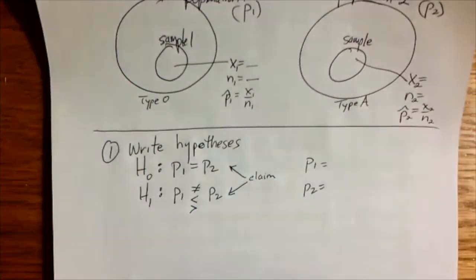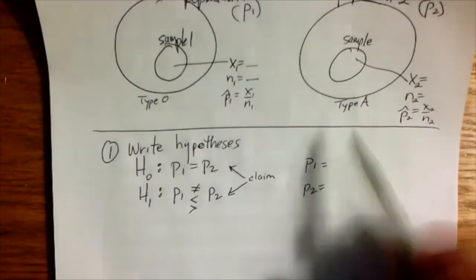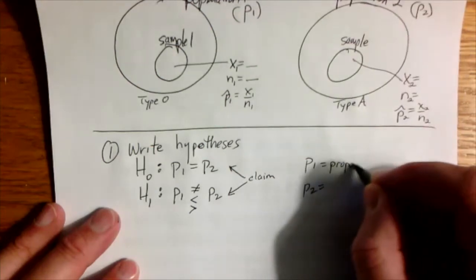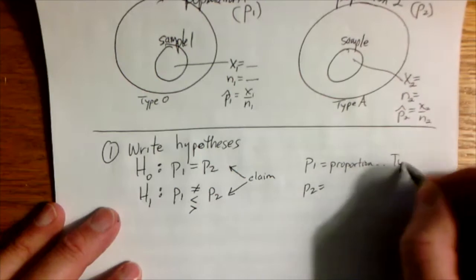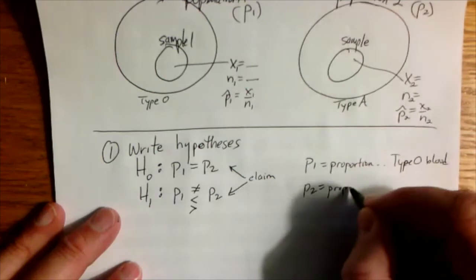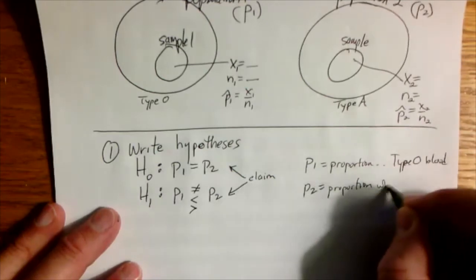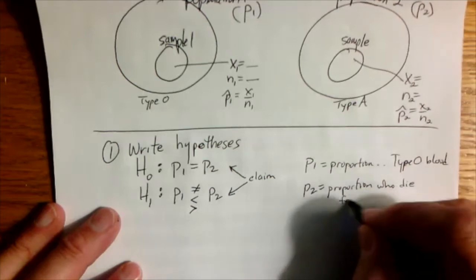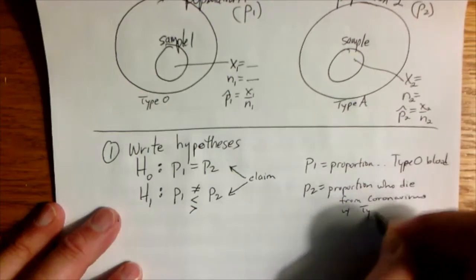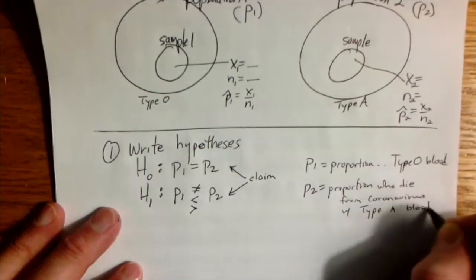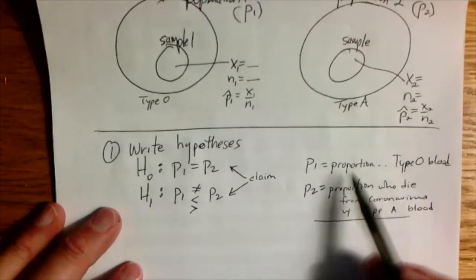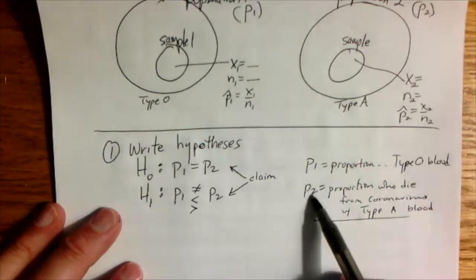There's no reason for anyone to know that P1 deals with type O blood and P2 deals with type A blood. So you want to start off with the word proportion. Proportion of those who die from the coronavirus with type O blood. And then proportion of those who die from the coronavirus with type A blood. Very important to define the variables. So you're going to have a little bit more work in this step defining the variables because there's going to be 2 of them as opposed to just 1.